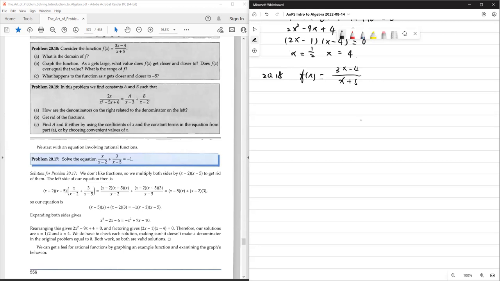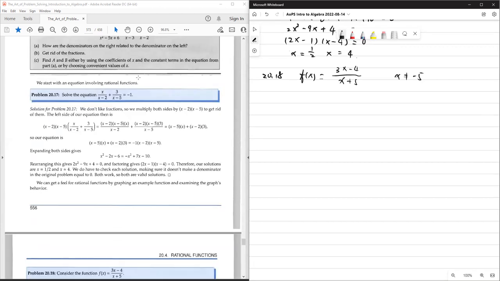Okay, so let's go quickly on this one. We have f of x equals (3x minus 4) over (x plus 5). What is the domain of f of x? And graph the function. As x gets large, what value does f of x get closer to? So basically we're doing the graph. First thing you need to note is x cannot be -5. Why? No 0 denominator.